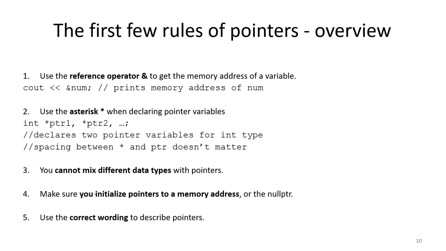Let's go through these rules one by one. We'll go through the list here, and then we'll go in greater detail in the next slides. First rule of pointers is that you need to use the reference operator, or the ampersand, to get the memory address of a variable. For example, if I want to get the memory address of my variable num, I could use a cout statement and say cout ampersand num. That would output the memory address where num is stored to the screen.